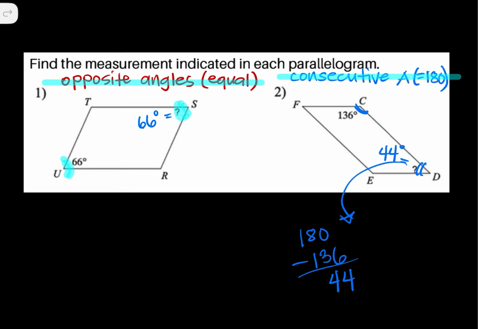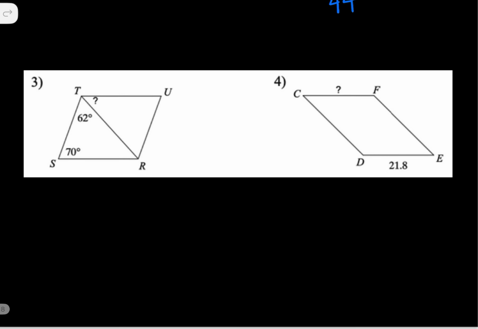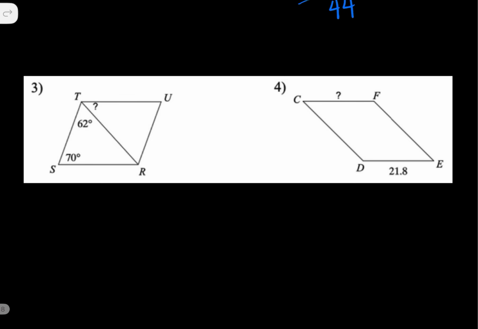Let us try another problem. Number 3. Okay, so if you have a highlighter, let's go ahead and highlight this portion of the figure. TU is parallel to SR. Now I'm also gonna highlight this particular line, which is considered a transversal. So I'm gonna write the word transversal.